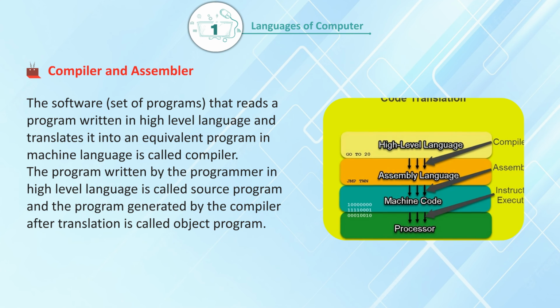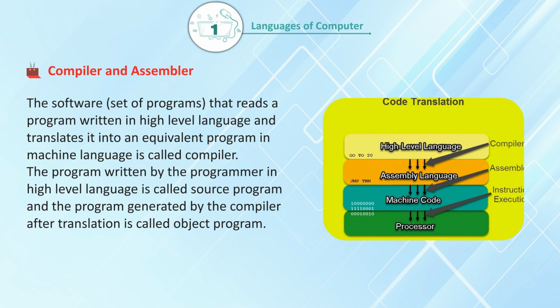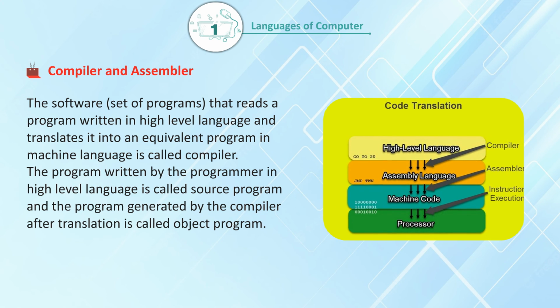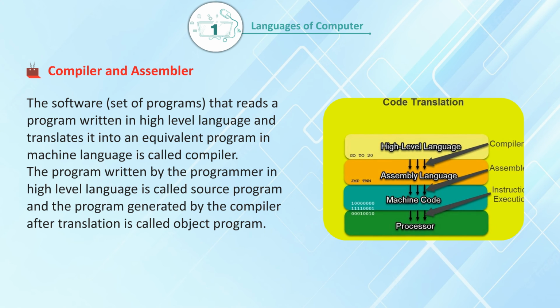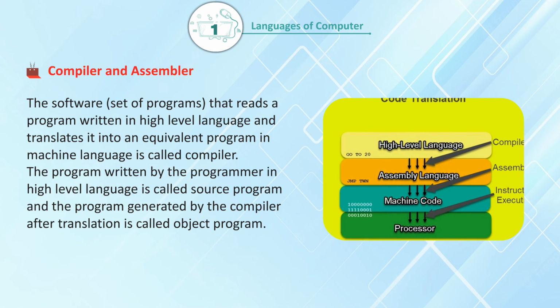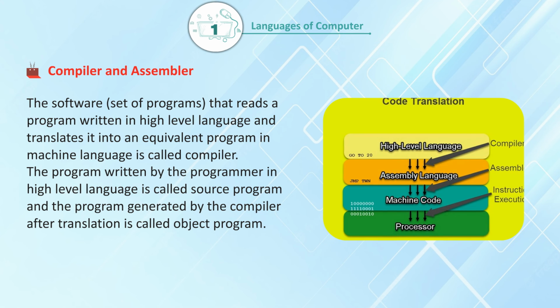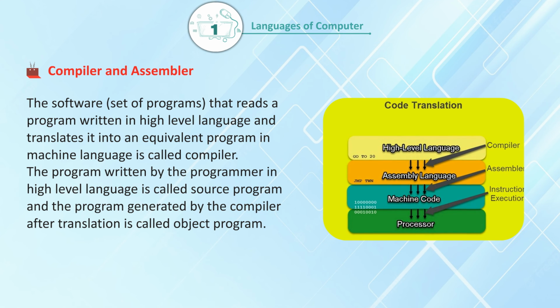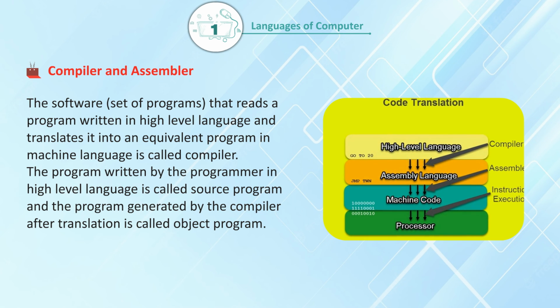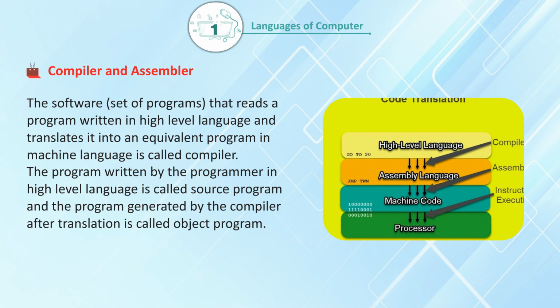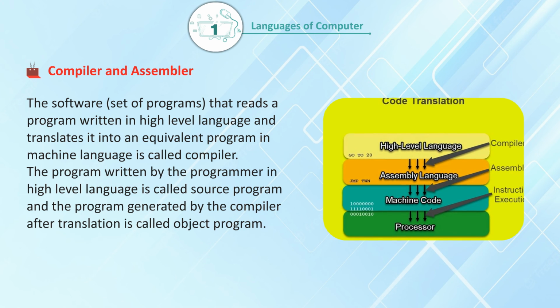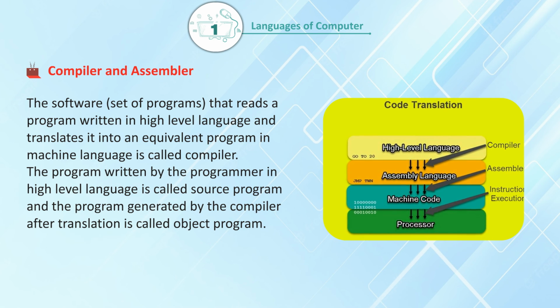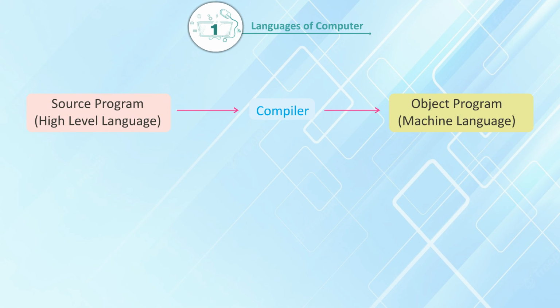The software set of programs that reads a program written in a high-level language and translates it into an equivalent program in machine language is called a compiler. The program written by the programmer in a high-level language is called the source program, and the program generated by the compiler after translation is called the object program. Source program, high-level language, compiler, object program, machine language.